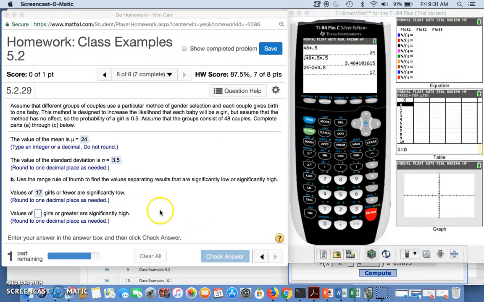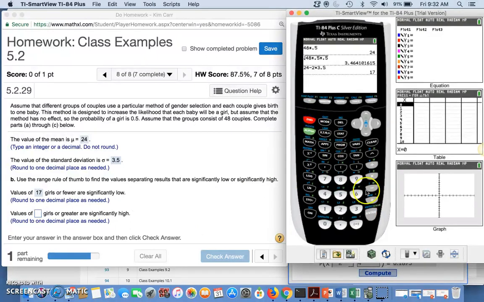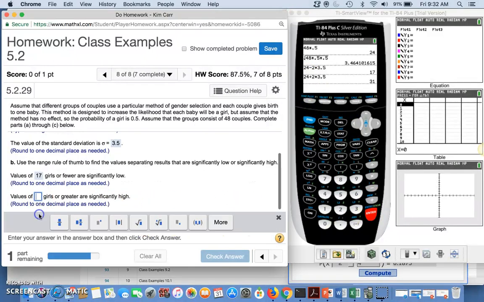Okay, significantly high. You could hit second and enter, and it brings that back up here. And then you would simply move over and make the subtraction into an addition. And that gave us 31.